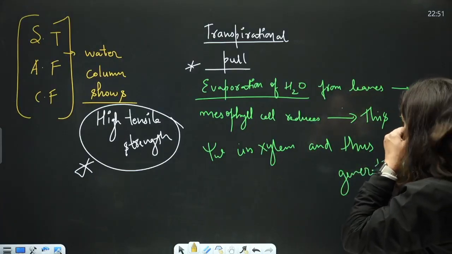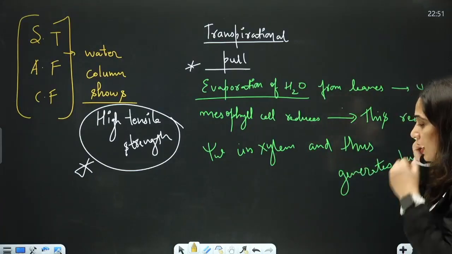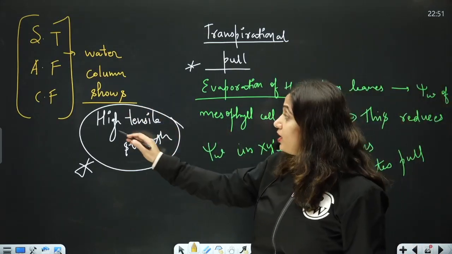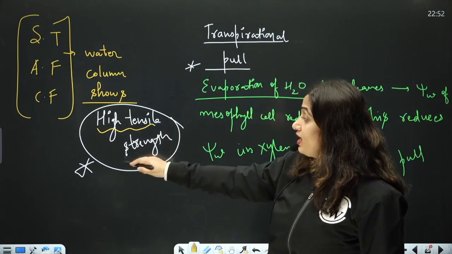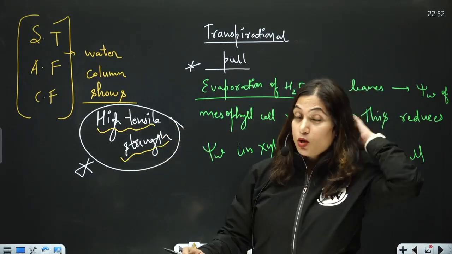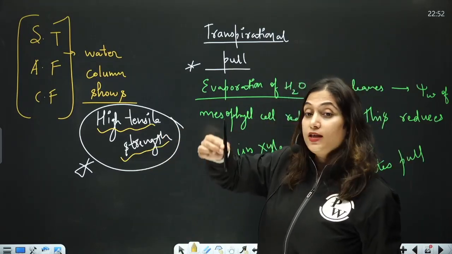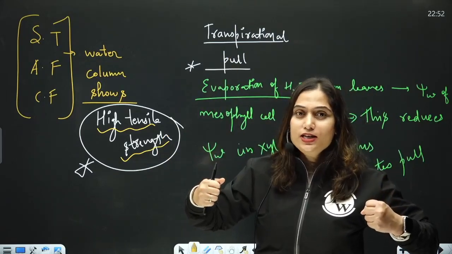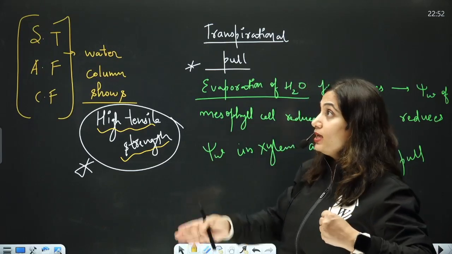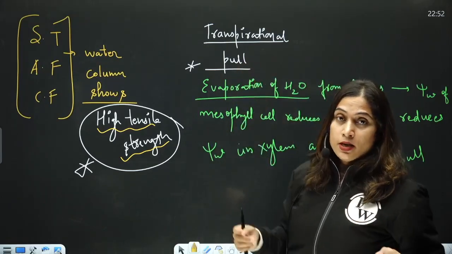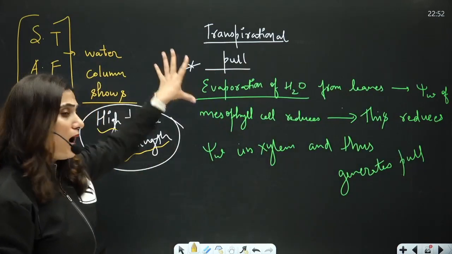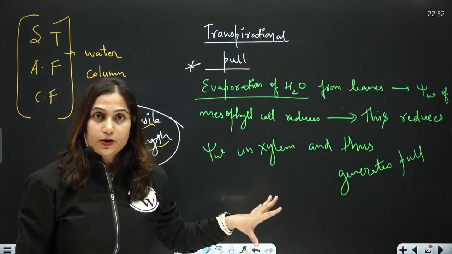Clear? Now what is transpirational pull? Because of the various forces, the water column has very high tensile strength. The water and minerals moving in the xylem have very high tensile strength. That means you cannot easily break the water column in the xylem vessel. Now, how does the transpirational pull develop?